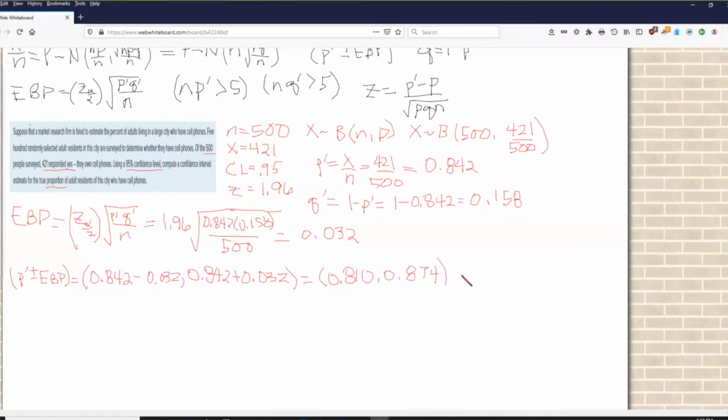Now, when we are dealing with proportions, we're going to be using percentages rather than just points. So this 0.81, that's the same as 81%. And my upper bound is going to be 87.4%. So when we do the proportions, we're going to refer to our confidence intervals in percentages. So when we do our interpretation, we say we estimate with 95% confidence that between 81% and 87.4% of all adult residents of this city have cell phones. Okay, any questions?